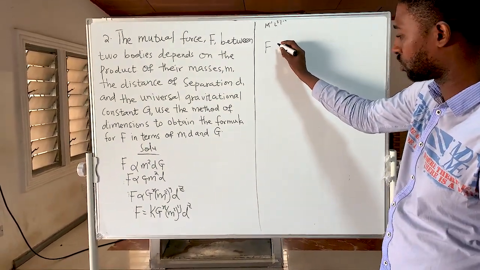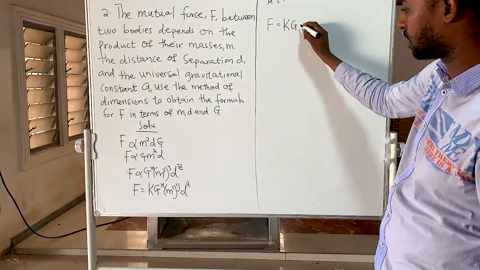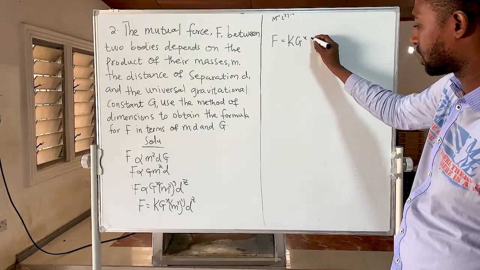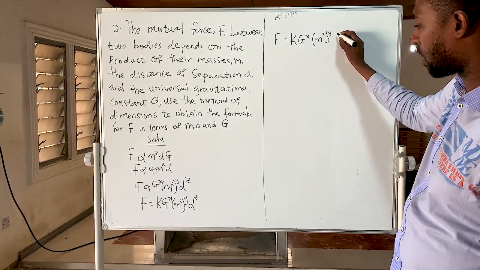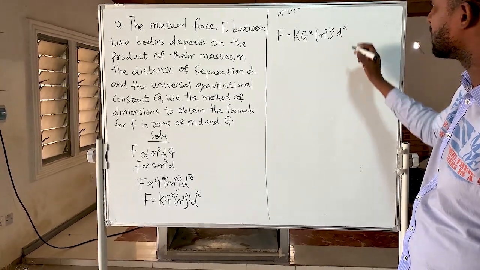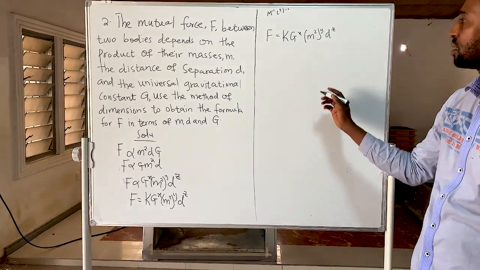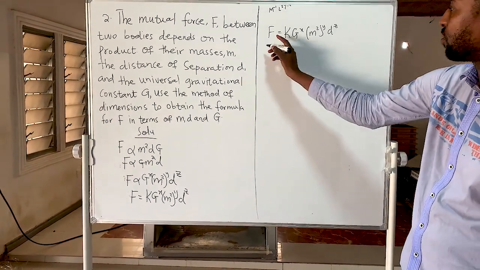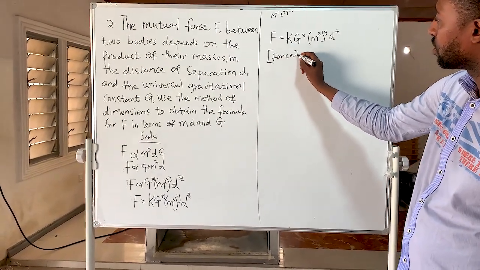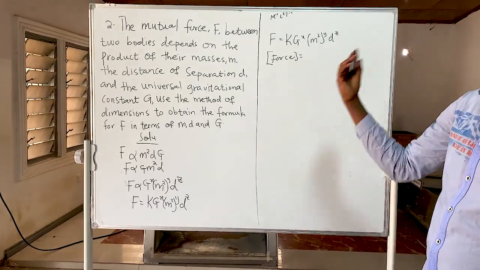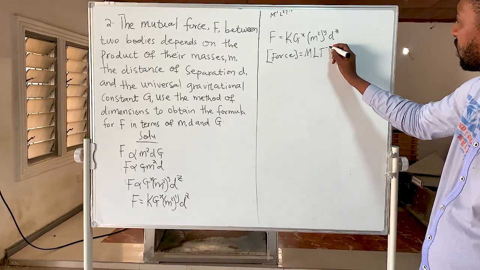F is equal to K, J, X, M squared, Y, D raised to the power Z. Then you find the dimension of each of the variables in question. So here you need to find the dimension for F, and F is force. So the dimension of force. Remember, force is equal to mass times acceleration. Mass is m, acceleration is Lt minus 2.